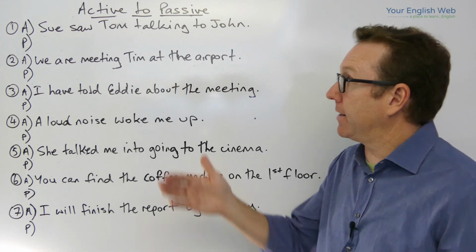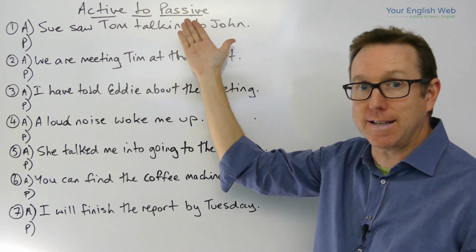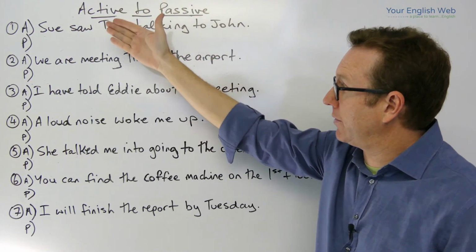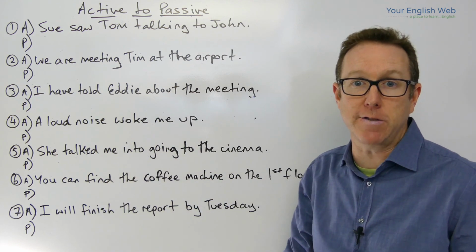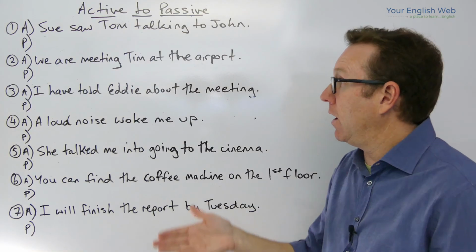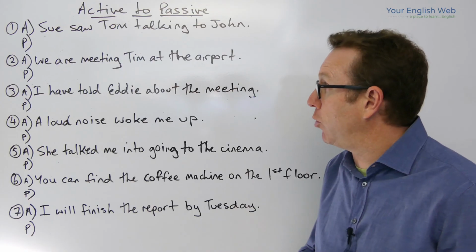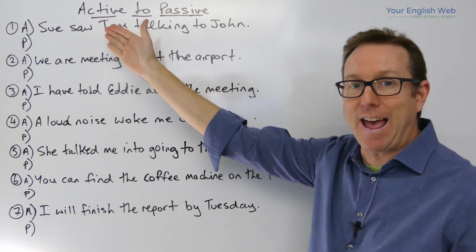Now, as I said, today's lesson is looking at how we change active sentences to passive sentences. We have seven sentences that we're going to change from an active state to a passive state. And the first thing we're going to do is get a blue pen and have a look firstly at how we do this.